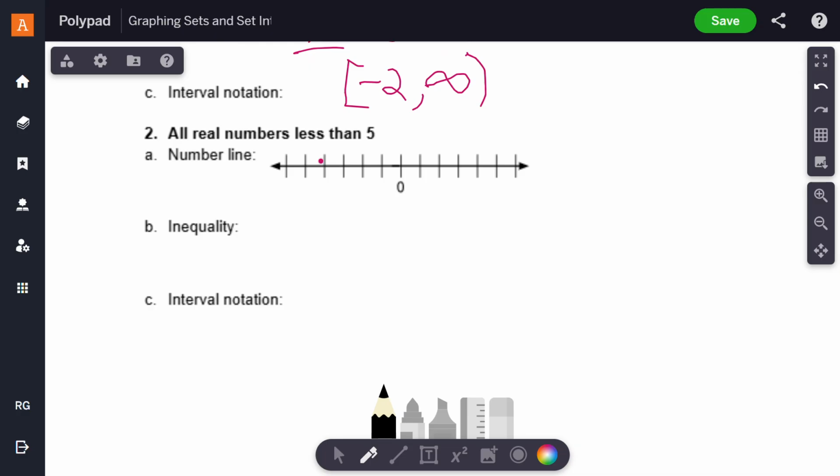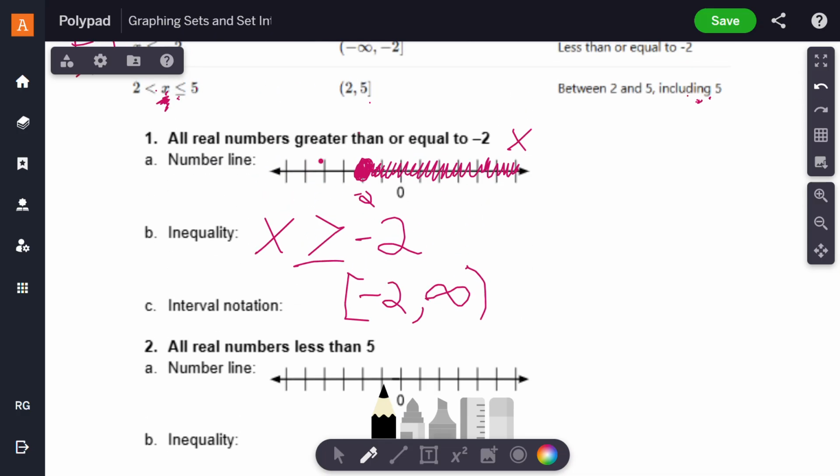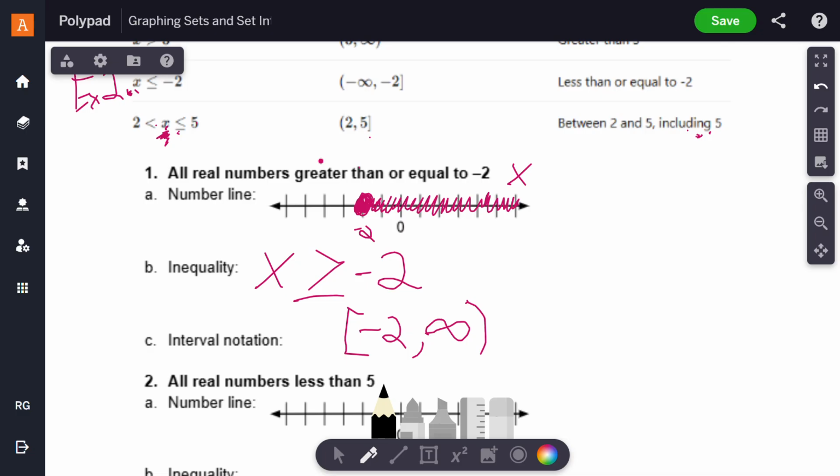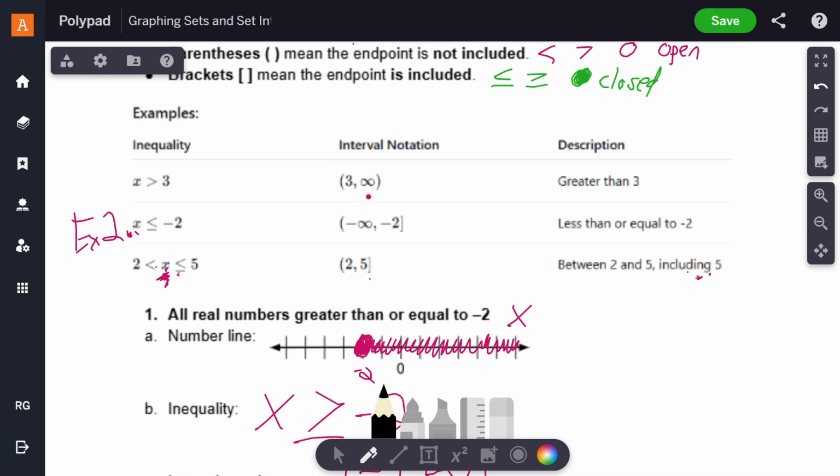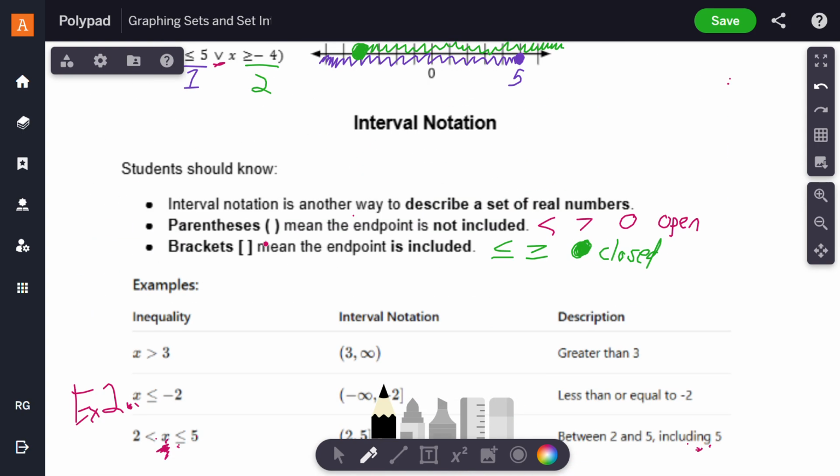So I'll leave number 2 blank for you to practice with. Make sure you're using examples from above. You're checking your circles. You're checking your parentheses and your brackets, if it's including the equal to sign.